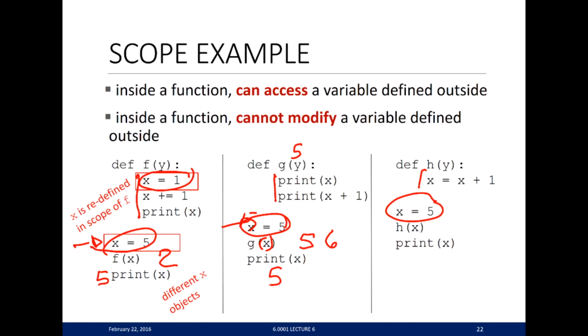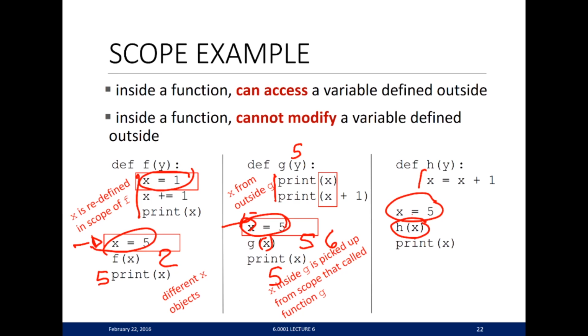Finally, I define h of y. I've done that. I've defined x to be 5, and now I call h with the value of y being 5. I'm going to try and define x to be x plus 1. And let's think about what happens. So just to go back to this, I've already defined x from outside g. That's why I pick up that scope.